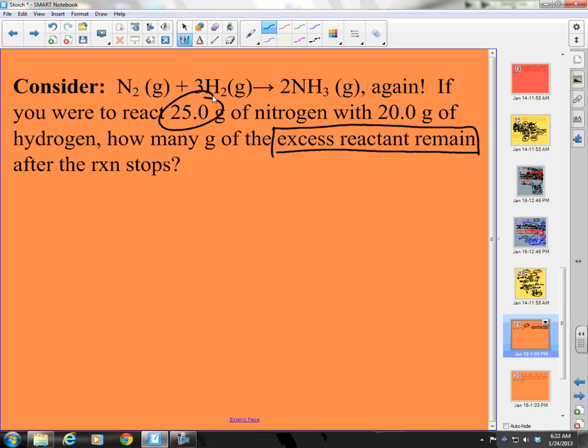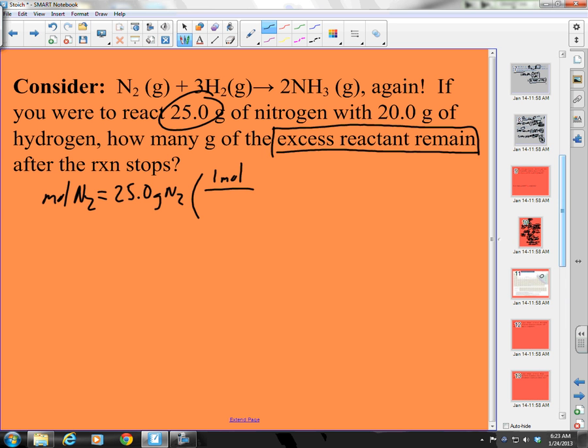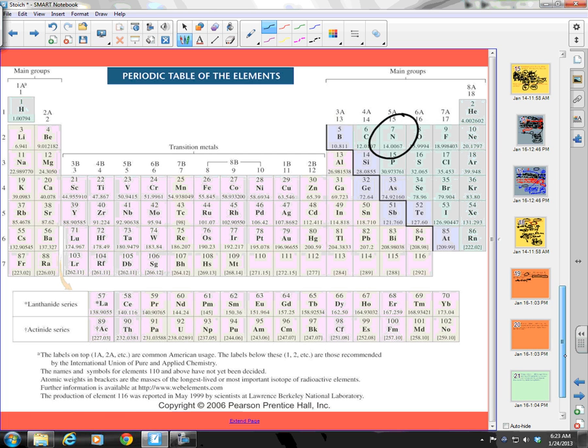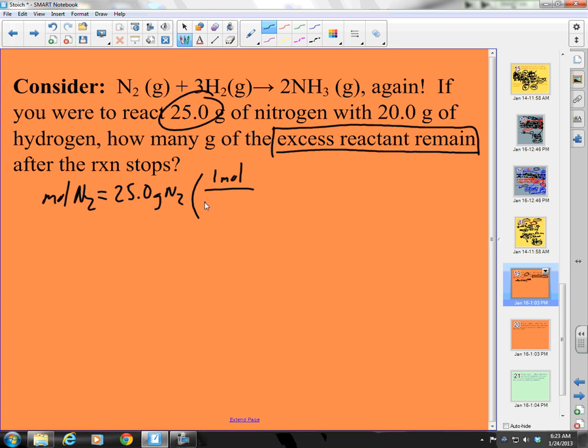Okay, so the first thing we want to do is get moles of nitrogen. Moles of nitrogen is equal to 25.0 grams of nitrogen times what? Well, I have 1 mole per, let's go back to my periodic table. Where's nitrogen? 14.01. So I have 2 times 14.01 grams per mole. Why 2? Because I have N2, right? And that'll give me my moles.